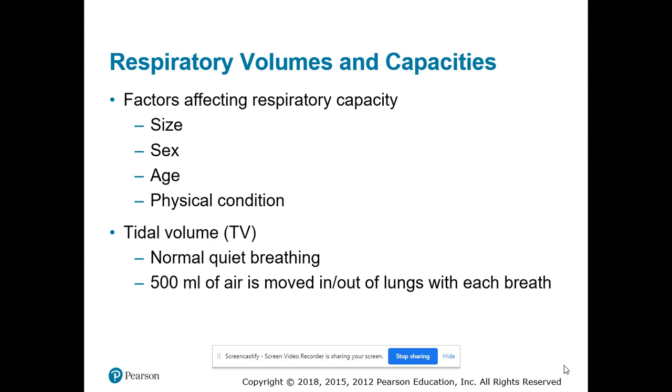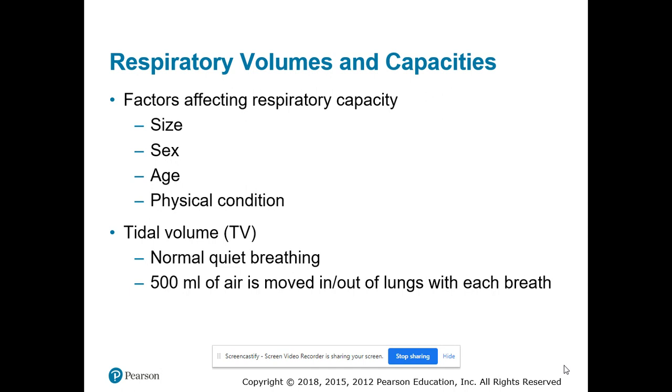There are factors that affect respiratory capacity, or basically how much air you are able to hold within your lungs. This can be size, sex, age, physical conditioning, etc. A good example of this is age. Usually around adulthood, you reach your highest peak of respiratory capacity, and then as you get older into your 60s, 70s, and 80s, this usually declines. Another example is physical conditioning. The more you are physically conditioned, the better chance you have of making your respiratory capacity larger.